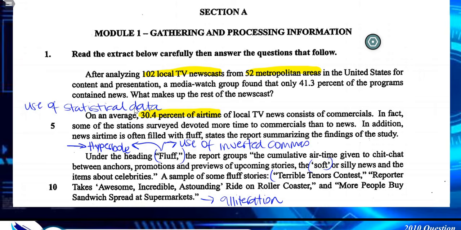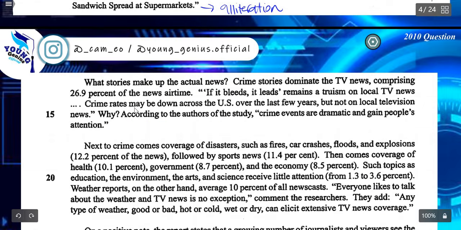Alright, so inverted commas and use of statistical data, those we have seen as strategies. Hyperbole and alliteration, those can be techniques. But we're not done. There is more to the extract, so let's go through the entire thing.